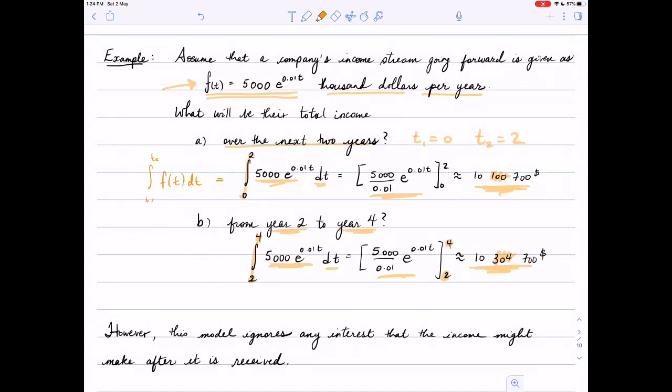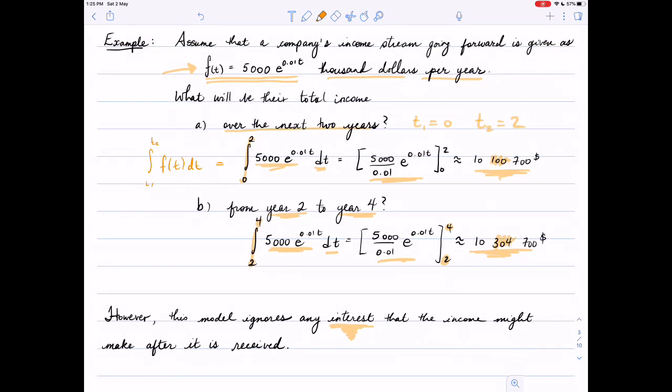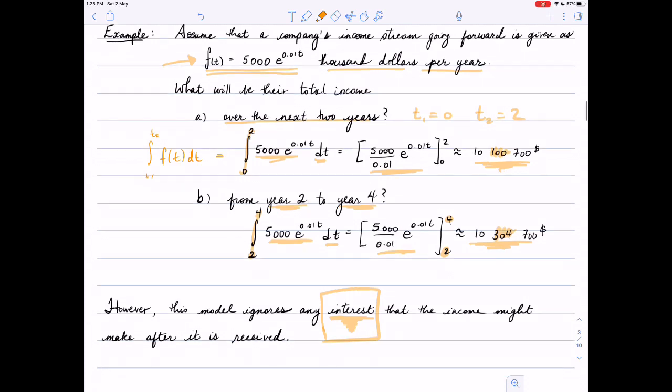However, this model ignores interest. Obviously, if you get money coming in, you're not going to just let it sit there. The mattress method is not a valid investment method. We're not going to shove this under our mattress and let it sit there. As soon as money comes in, you want to invest it to earn some interest. And so if you do, how can we adapt the model to take that interest into account?